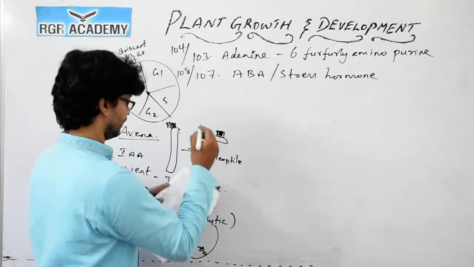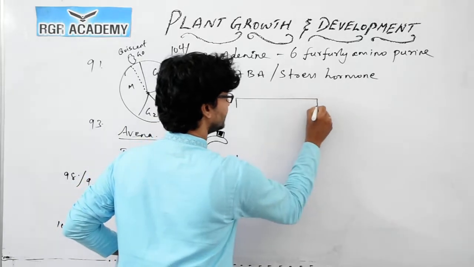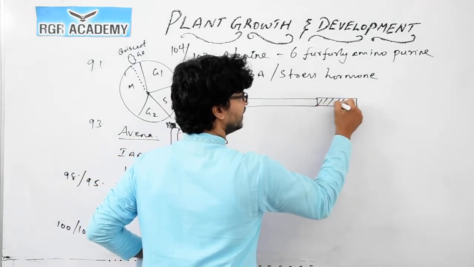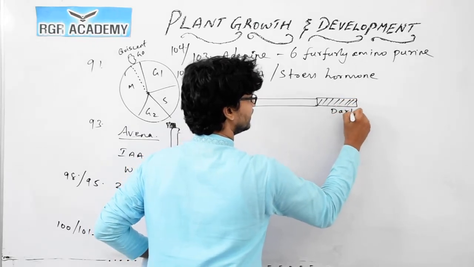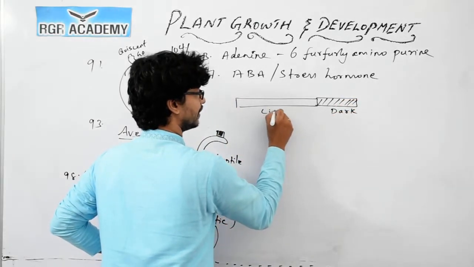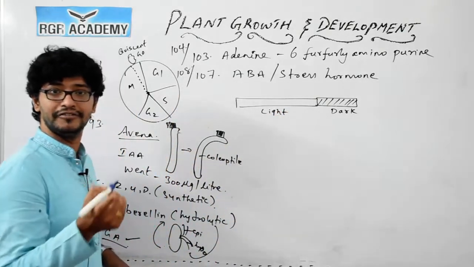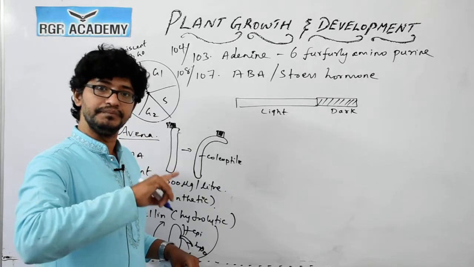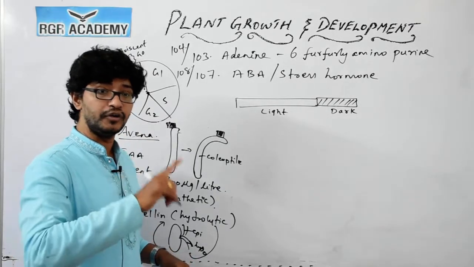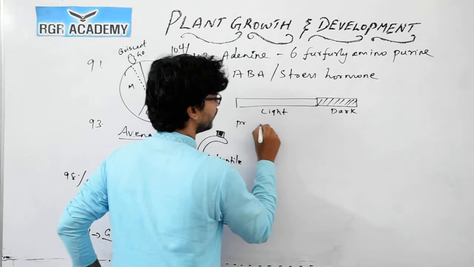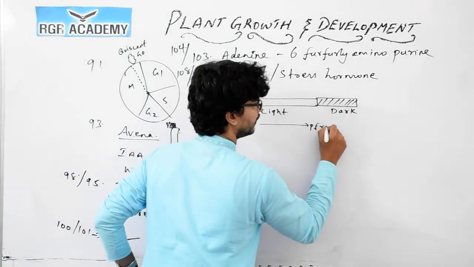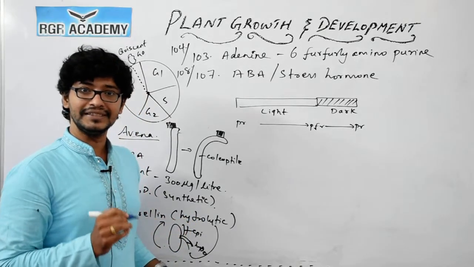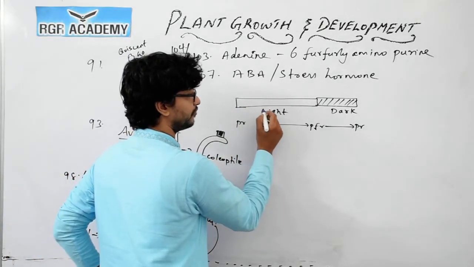It's quite common. The concept you should know is this: this is the day part. For example, I'm shading this region; this is a dark region, this is a dark part, and this is a light region. You know what happens with PR and PFR, this concept I told you already. PR will get converted to PFR, that is, phytochrome red to phytochrome far red, and phytochrome far red will be converted back to phytochrome red.